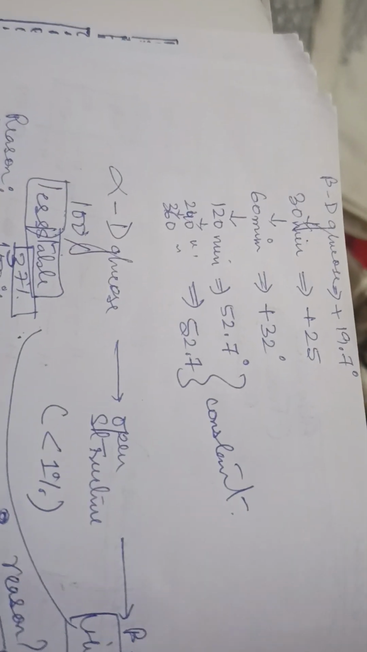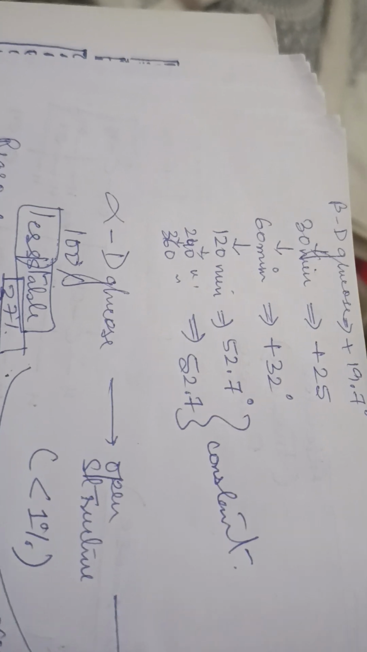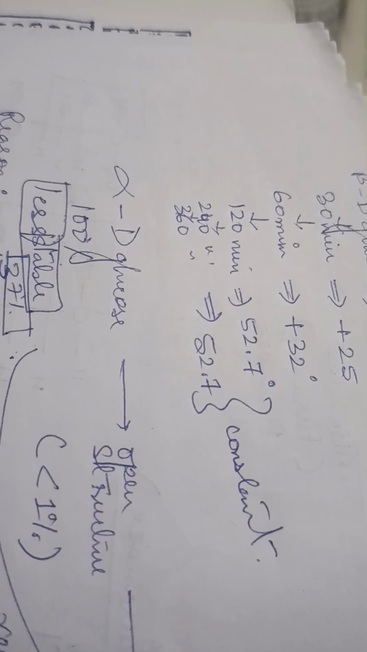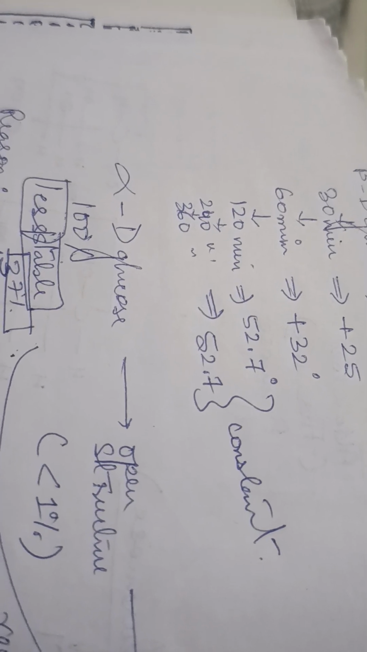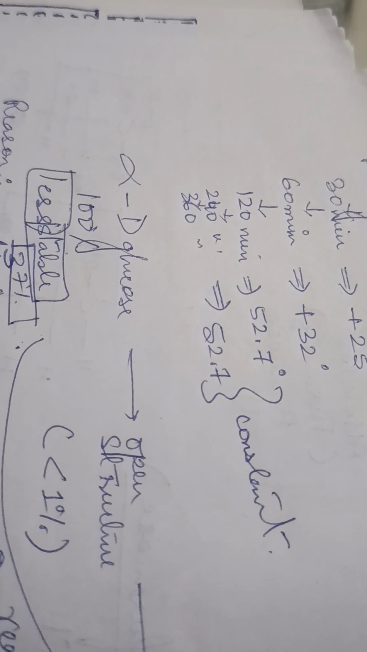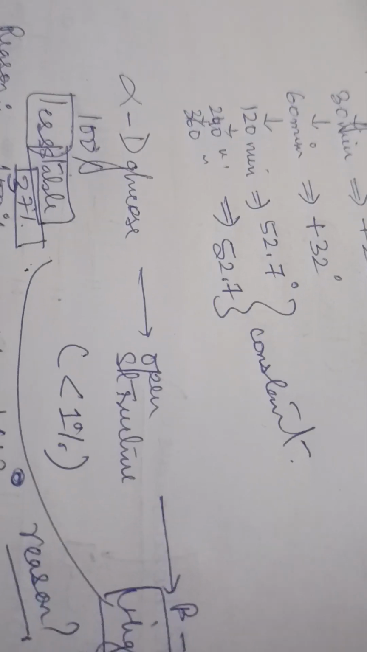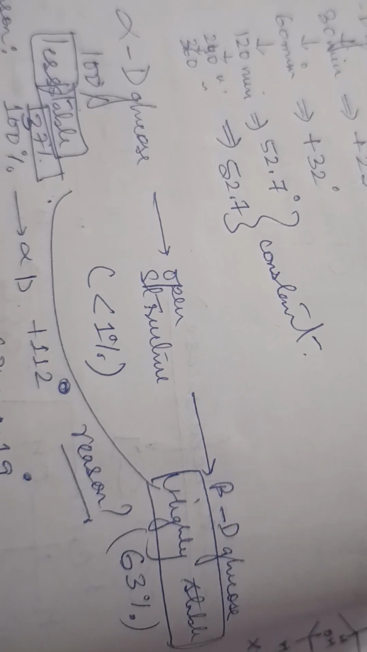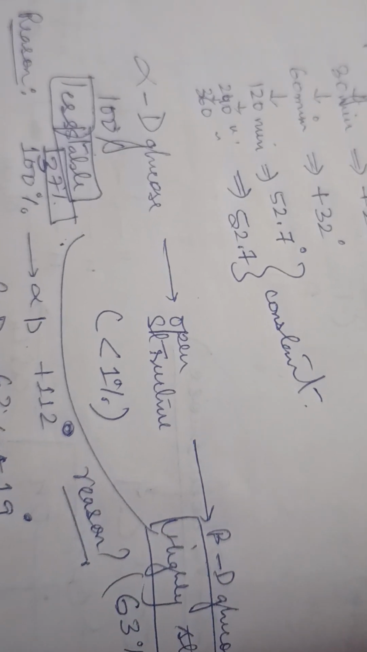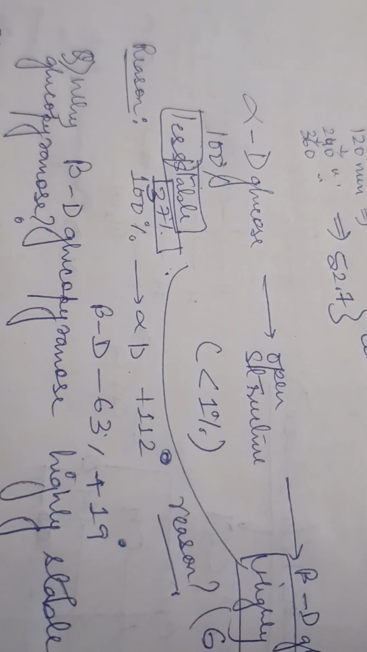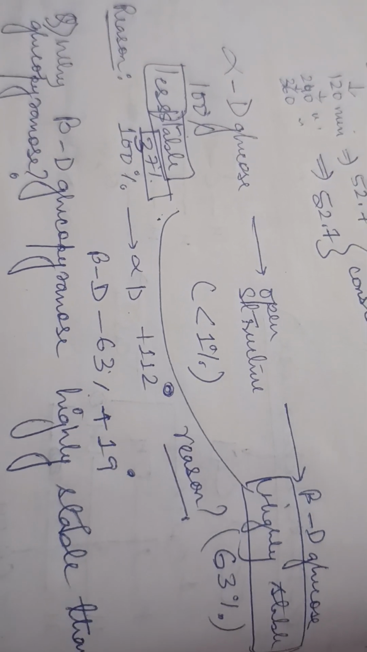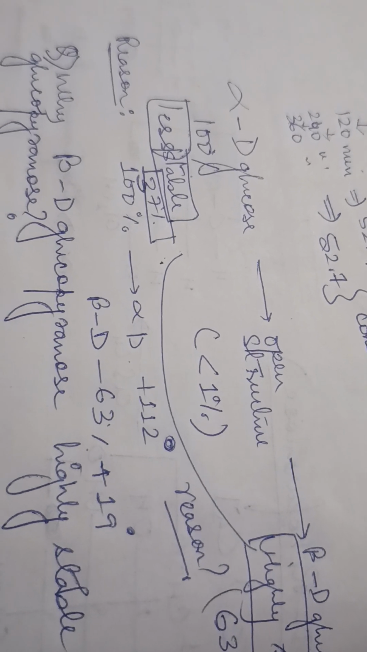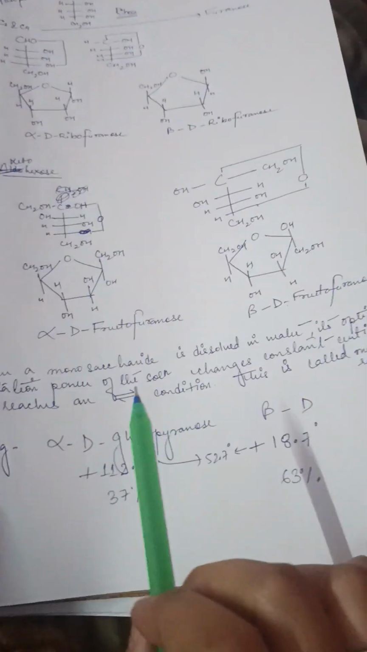Now, when I talk about beta D glucose, 18.7, then it goes to 25 after 30 minutes, after 60 minutes 32. This way it reaches 52.7. So, this is called mutarotation. Now, alpha D glucose is less stable, open structure, whereas beta D glucose is highly stable, 63%. Okay. So, why? This is the question: why is beta D glucopyranose more stable than alpha D? This will be covered in the next part of the video. Okay, so this one you can frame and write.